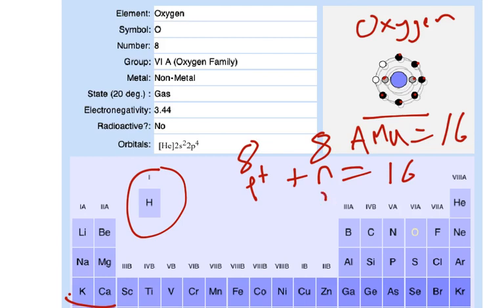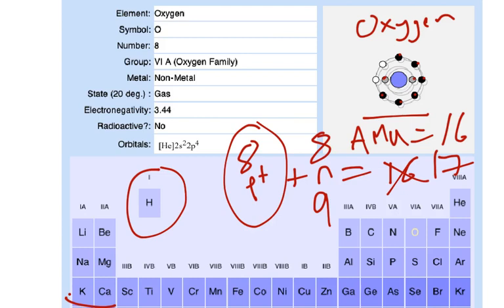For example, if this one had 9, the atomic mass would be 17. If they have different types of atoms with varying numbers of neutrons, the protons are always going to stay the same. But if there are different atomic masses, different numbers of neutrons, then it's just a different form of the same atom, the same element. It's called an isotope. So isotopes just have different numbers of neutrons.